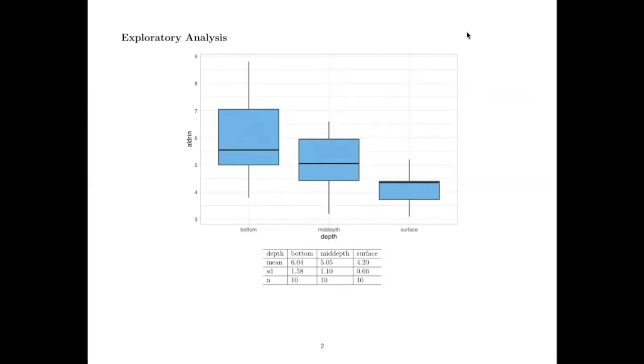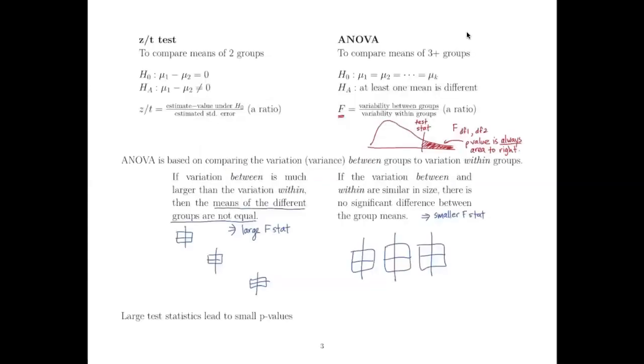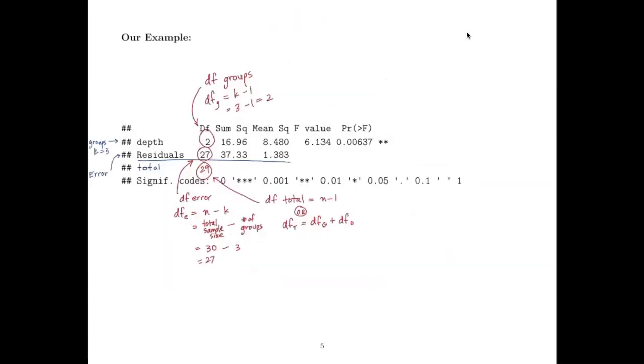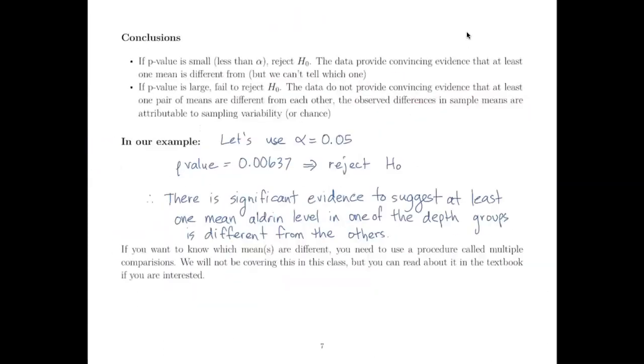It's also possible that bottom and mid-depth have similar means, right? And maybe it's just the surface that has lower Aldrin levels, okay? It's also possible that all three could be different from each other. But from our test, we can't tell for sure. All we can say is at least one of these is different from the others. And if you want to be able to say more than that, you'll have to learn about multiple comparisons.